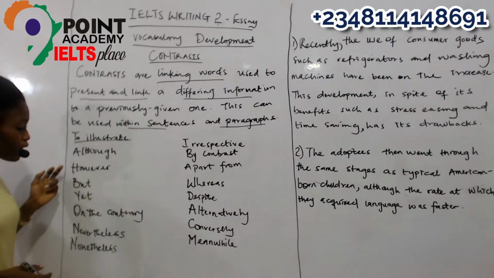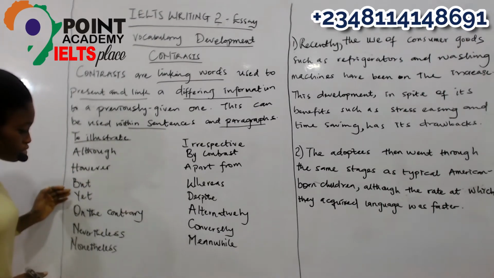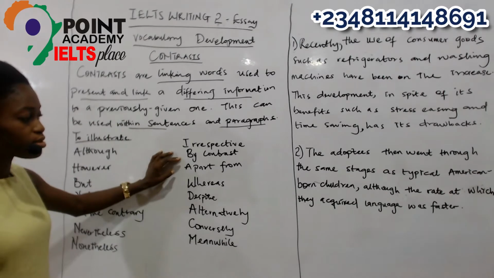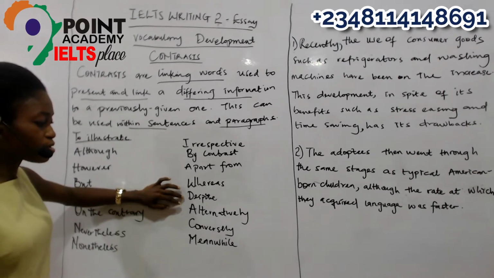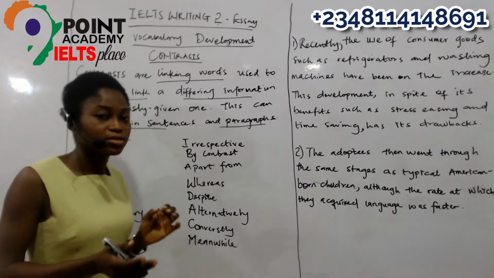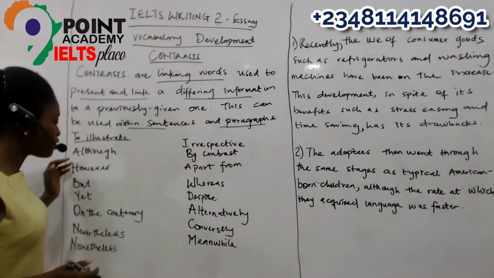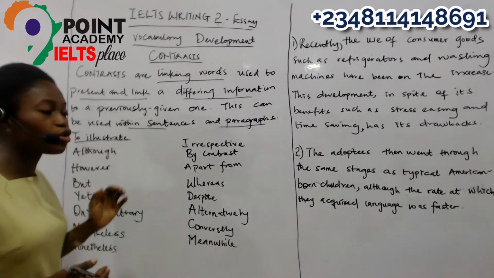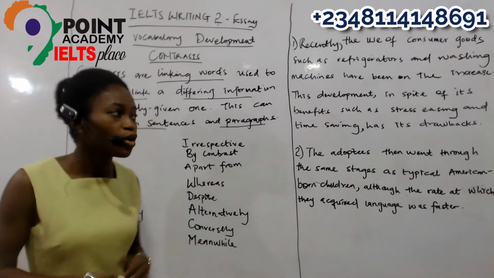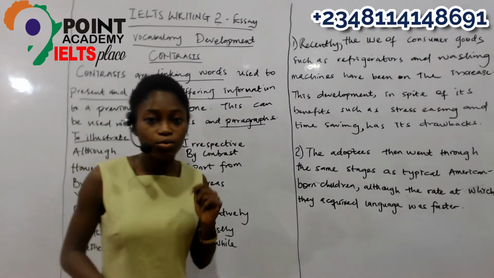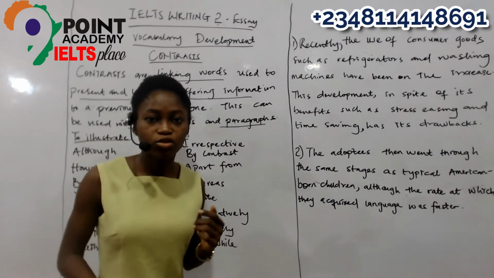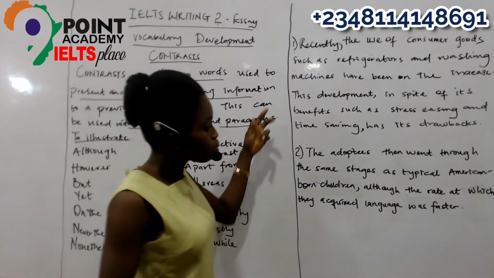You have although, however, but, yet, on the contrary, nevertheless, nonetheless, irrespective, by contrast, apart from, whereas, despite, alternatively, conversely, and meanwhile. Vast majority of writers just tend to stick with although, however, but without exploring other options. You don't need to keep repeating these words. You need to use others when you're writing. Then note that when you're writing, don't just use any of them without understanding the context that you need to use them.